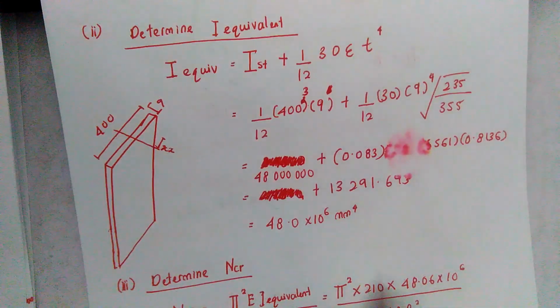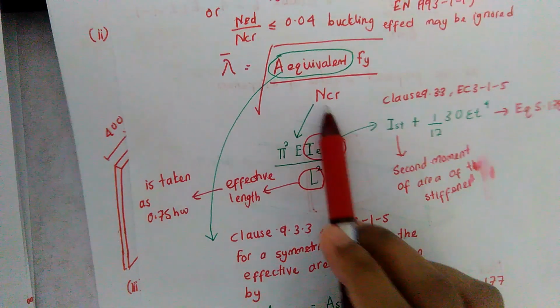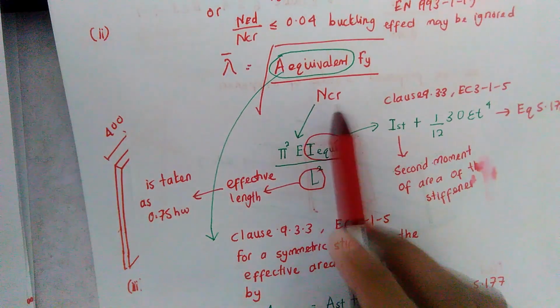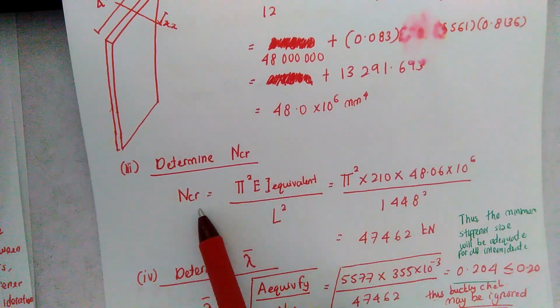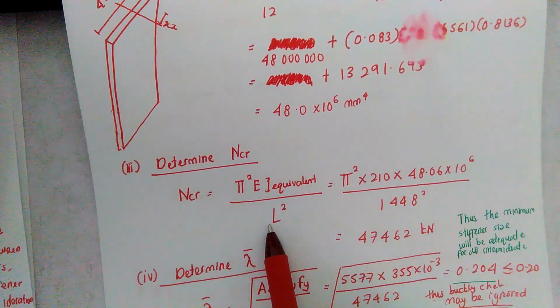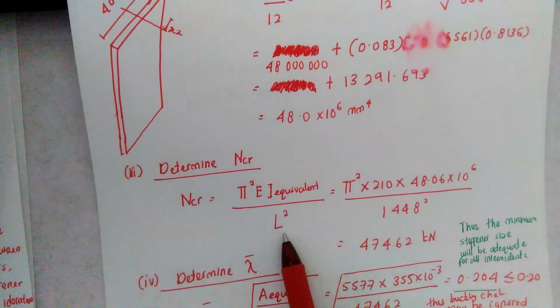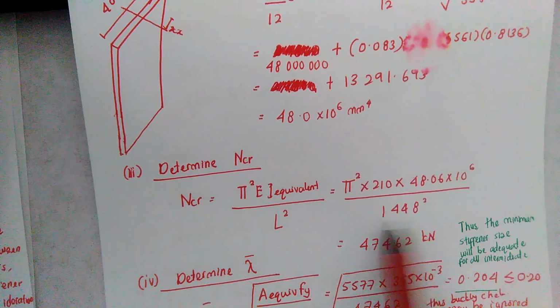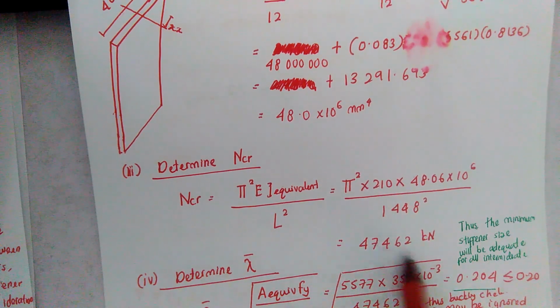Then in these equations, you also need to find your N_cr. N_cr is calculated as you can see here: N_cr is given by pi squared E I equivalent over L squared. You know your I equivalent because you have calculated it before, and L is taken as 0.75 h_w, this value. Finally, you get 47462 for N_cr.